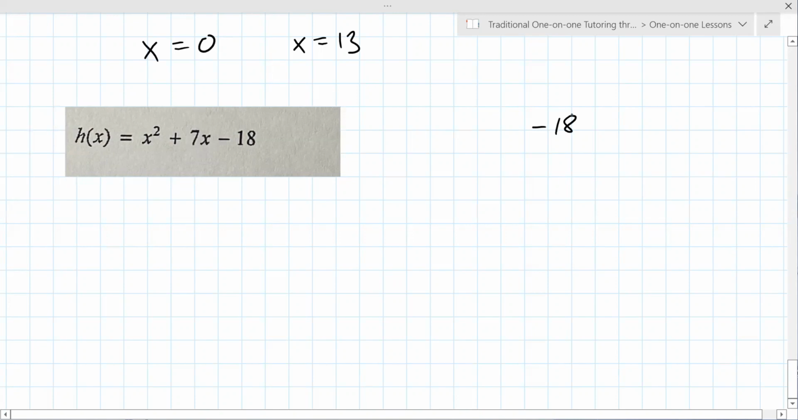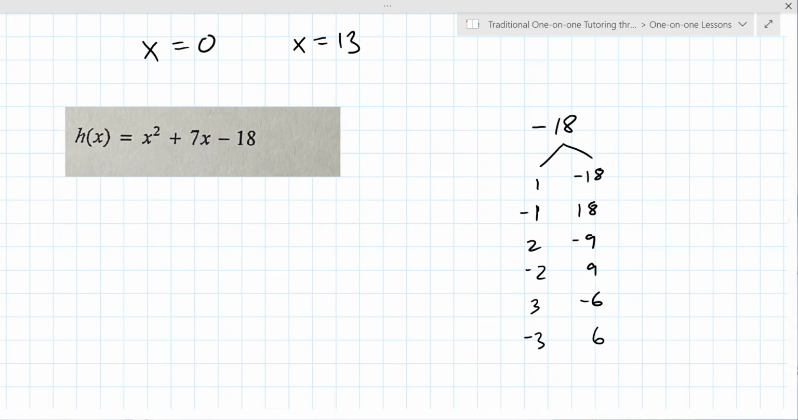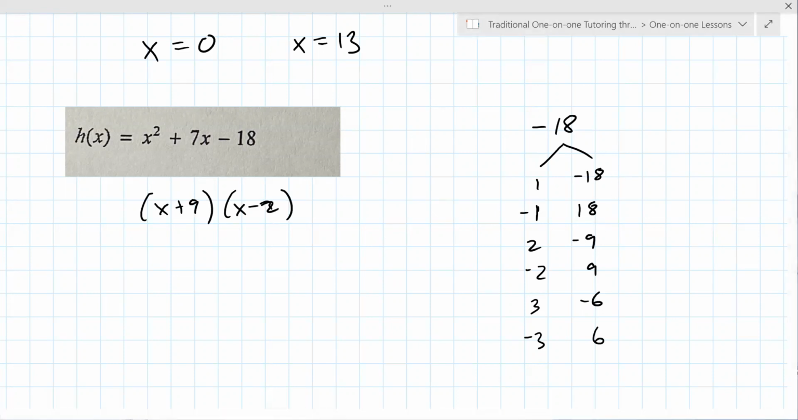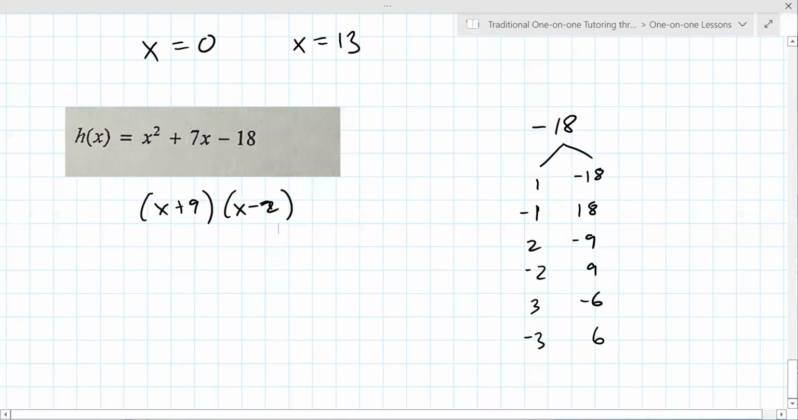But -18, it's like 1 and -18, -1 and 18, 2 and -9, -2 and 9, 3 and -6, -3 and +6. Do any of these add up to +7? It would be 9 and -2. Yes. So that becomes x plus 9, x minus 2. All right, so that gives you two answers here, -9 and +2.